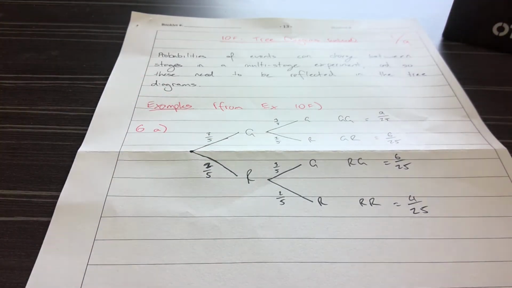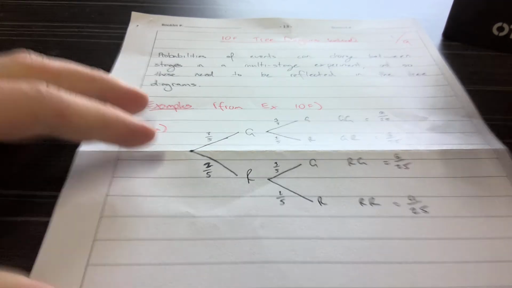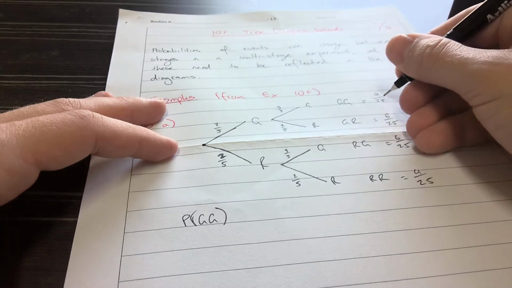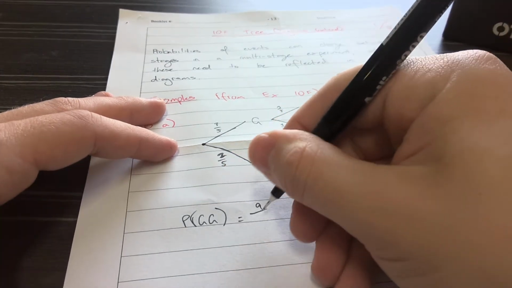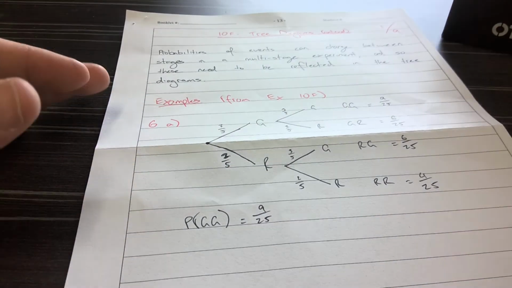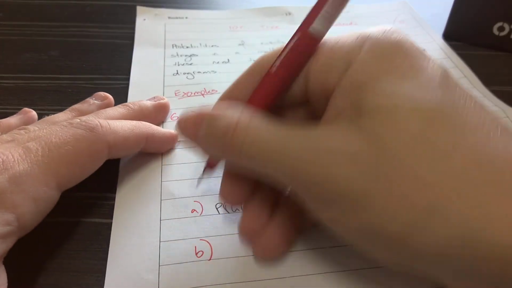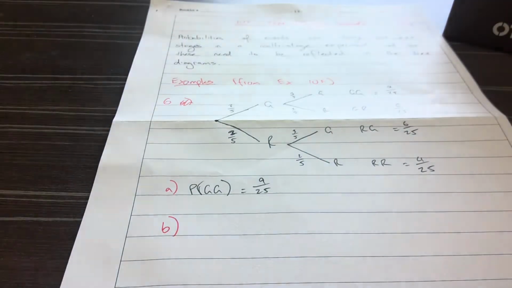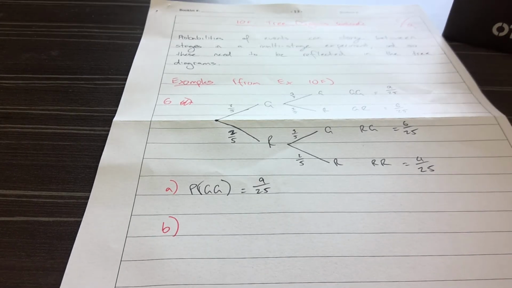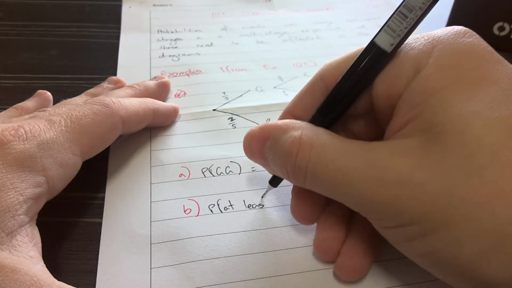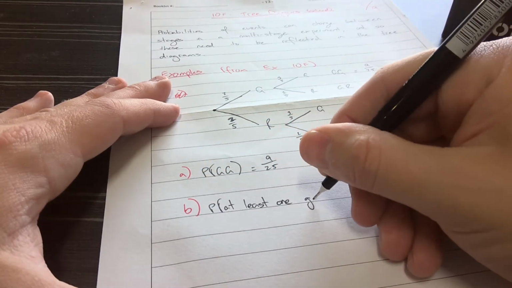So anyway, 6A is asking, find the probability that both sets of lights are green. Well, that's pretty easy. We're just looking at the probability of GG, which we've already found here. That's 9 out of 25. So that's a pretty basic one, but looking at question B, and this is why I chose this one first, we want to find the probability of at least one being green. So, probability of at least one green.